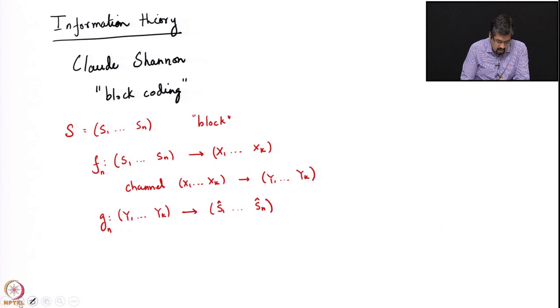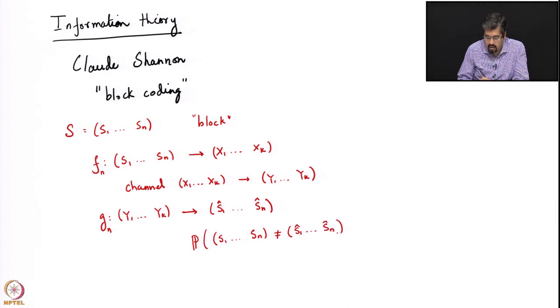Now, let's also recall what our cost function is here. Let's say the probability of error is the cost function. By probability of error we are really referring to the probability that the entire string S1 to Sn is not equal to the entire string S1 hat to Sn hat. As strings these are not equal, which means that there is at least one component where the S component is not equal to the S hat component. Notice that this is a very strong requirement.